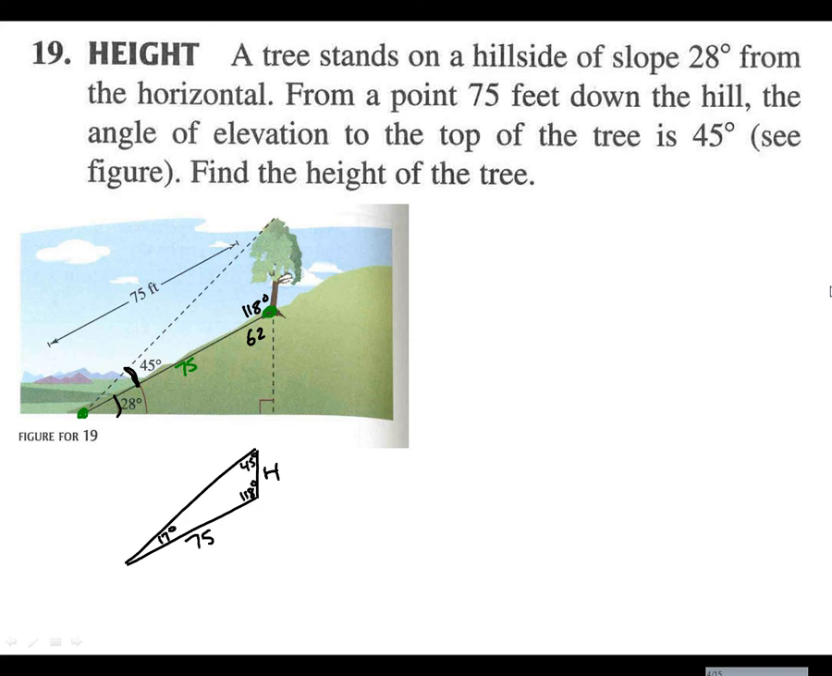And so we're ready to set this up and solve. 75 over the sine of 45 equals the height over the sine of 17. Cross multiply: 75 divided by sine of 45 times sine of 17. 31.01 for the height of our tree.